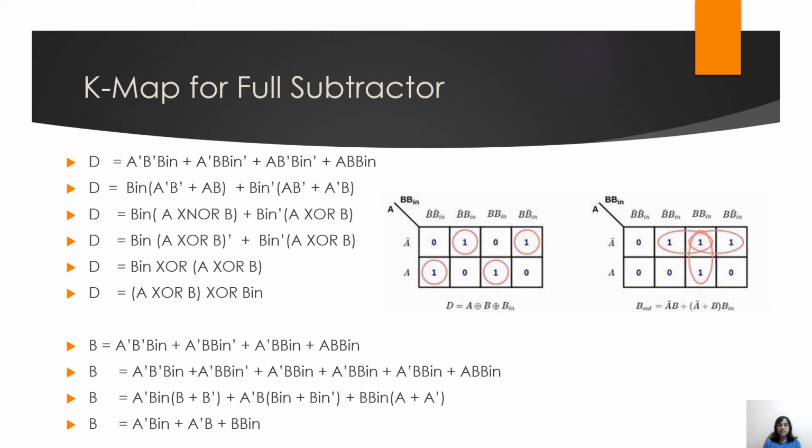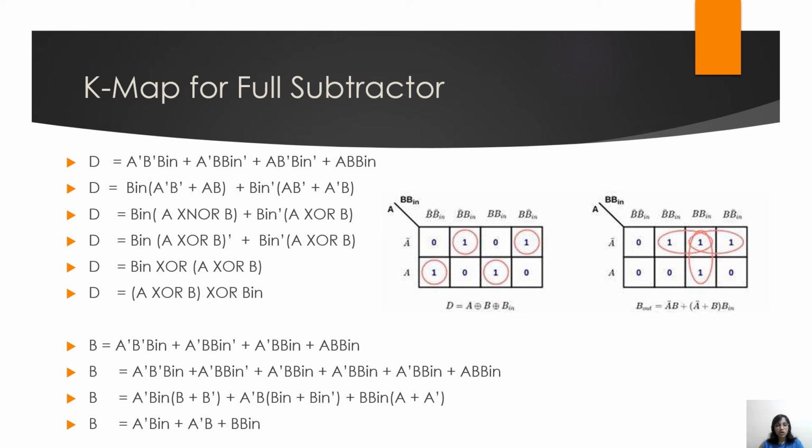Now by taking the inputs from the truth table, we can implement the K-map for full subtractor. Since for the first difference equation, we have to take the inputs where difference is 1, that would be 0, 1, 0, 1, 1, 0, 1, 0 in the 8 cell K-map. So the difference equation will be A bar B bar Bin plus A bar B Bin bar plus A B bar Bin bar plus A B Bin.